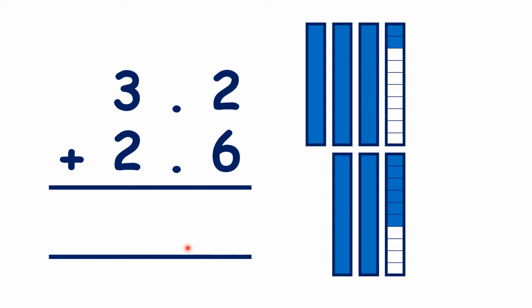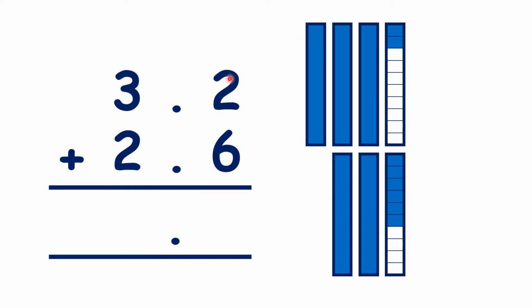Now when we're adding decimals, the first thing to do is put a decimal point in our answer and make sure that it's lined up with the other decimal points. Then with column addition, we need to remember to always start with the smallest place value.